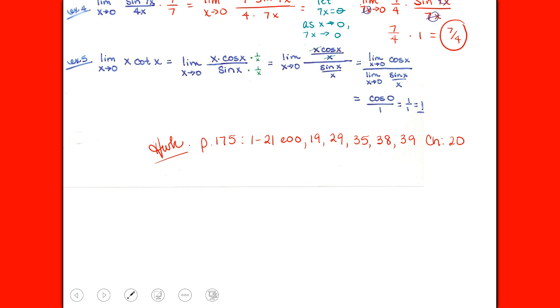All right, so here is our homework for tonight on section 3.5. We're working on page 175.